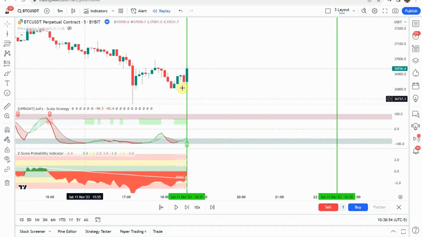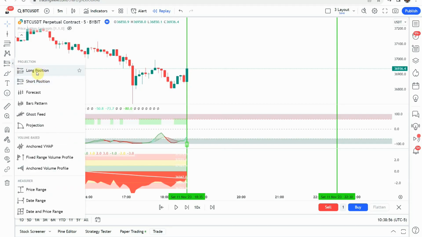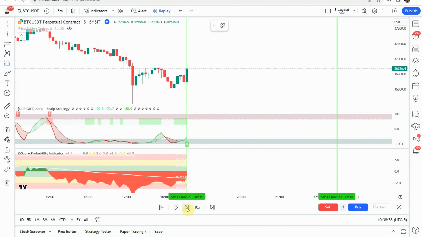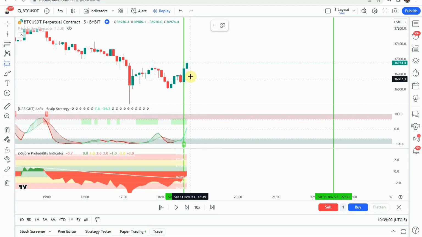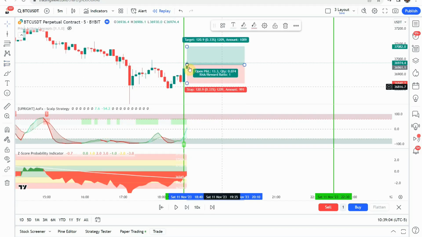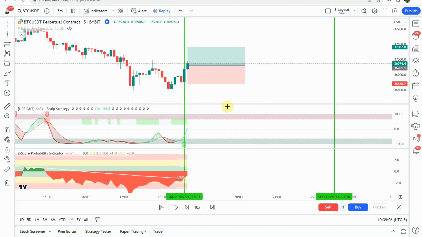So now that all these have lined up, we will do just like before. Let's go ahead and play this forward a little bit, see if we get that continuation in the price. We do. So we will set our order right about here.